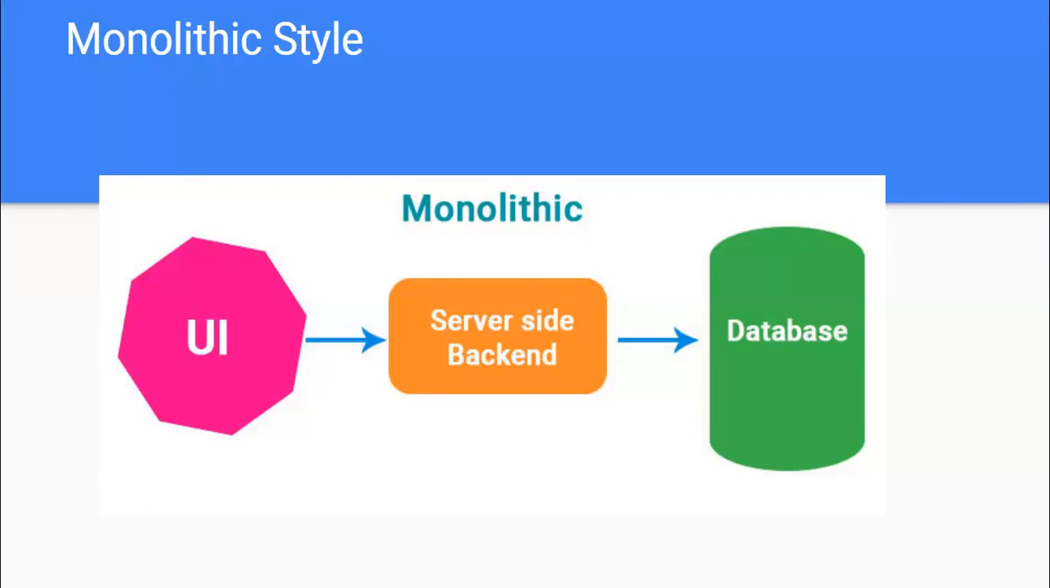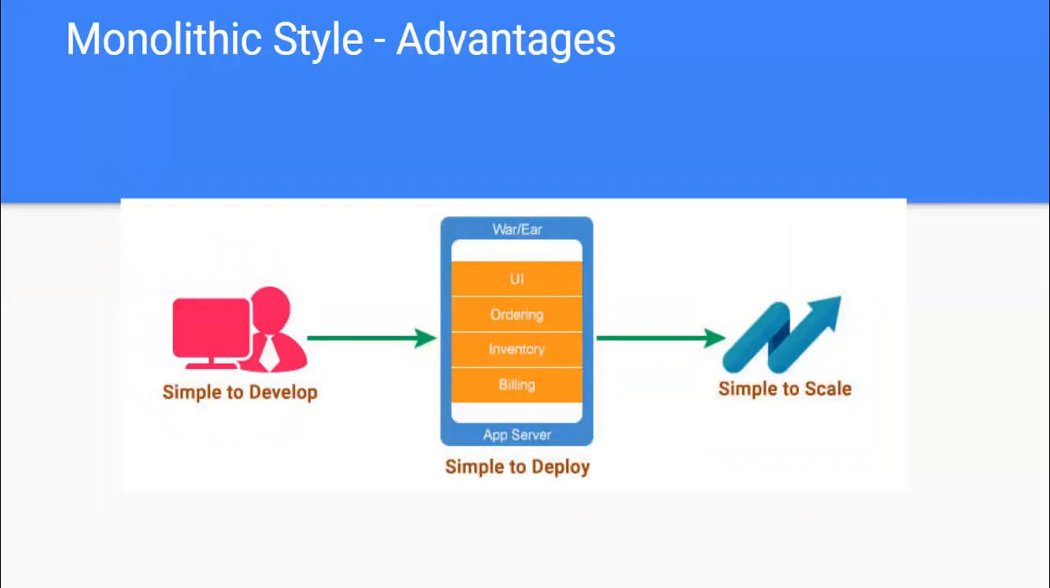Now, what are the advantages of a monolithic architecture? So there are various advantages when it comes to monolithic style. So first one is faster initial development. If you have one application, it would be relatively easy to add additional features, especially when the application is very small or relatively small.